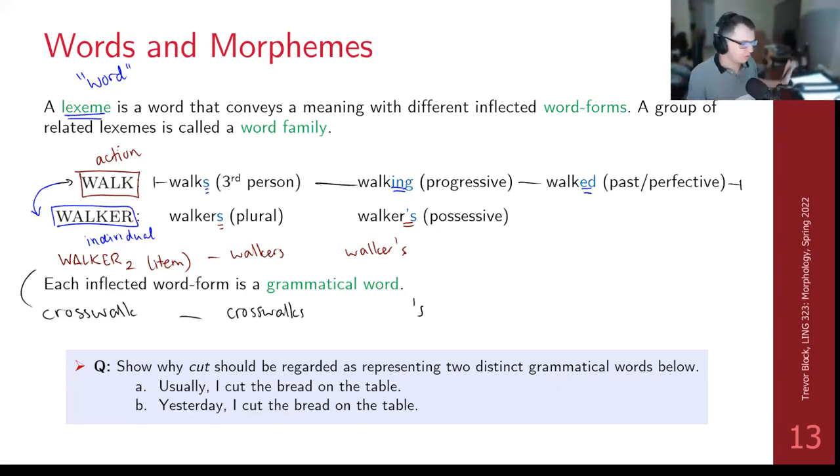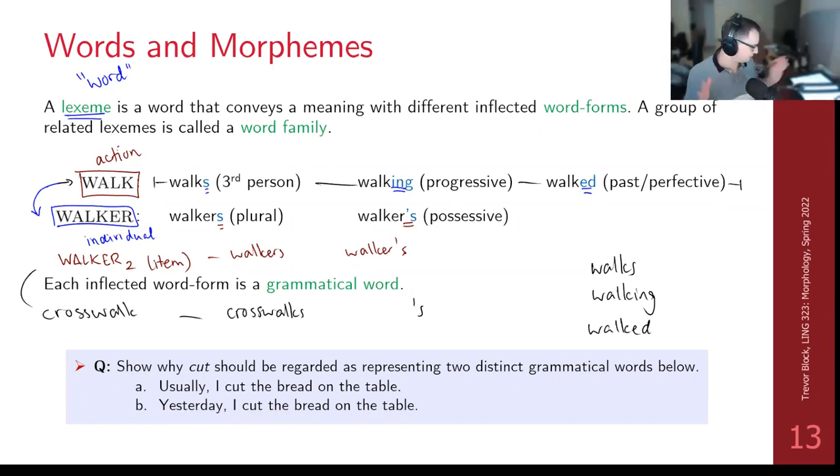The bit on the left, we usually write the lexeme in capital letters to mean meaning. So this is the meaning, and then there are different word forms, different inflections, or what we call different grammatical words. So walks, walking, walked. These are all part of the same lexeme, but these are different grammatical word forms or different grammatical words.